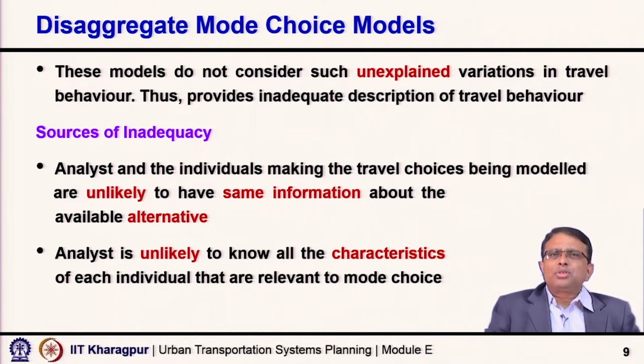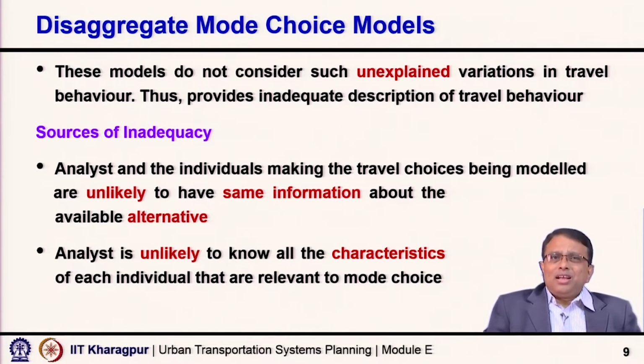Now, what are the sources of inadequacy? Why does it happen? Analysts and individuals making travel choices being modeled are unlikely to have same information about the available alternatives. If you consider a city context, the information available to all travelers is not really the same. So, the level of information available may be different, that is one.